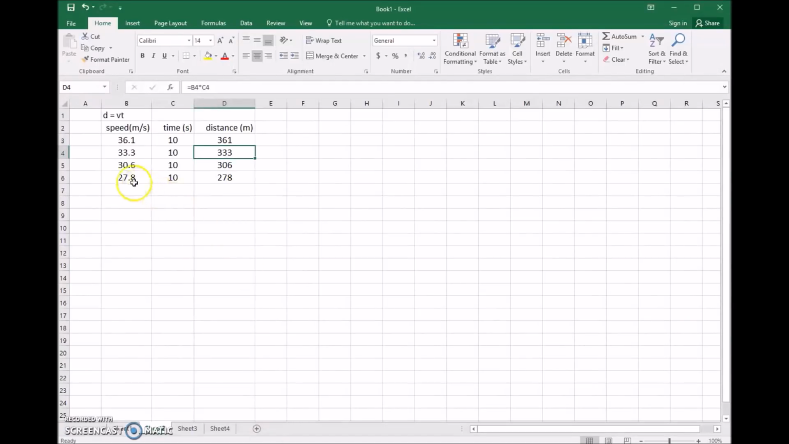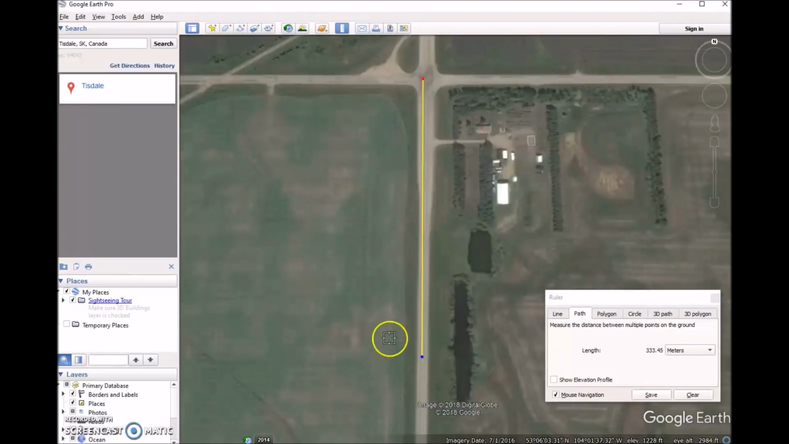Maybe he was, let's slow him down to the speed limit. Let's say he was only going 100 kilometers per hour. This is 27.8 meters per second. He would travel a distance of 278 meters. Sorry, meters, 278 meters. So if he's going the speed limit, right there's pretty close.